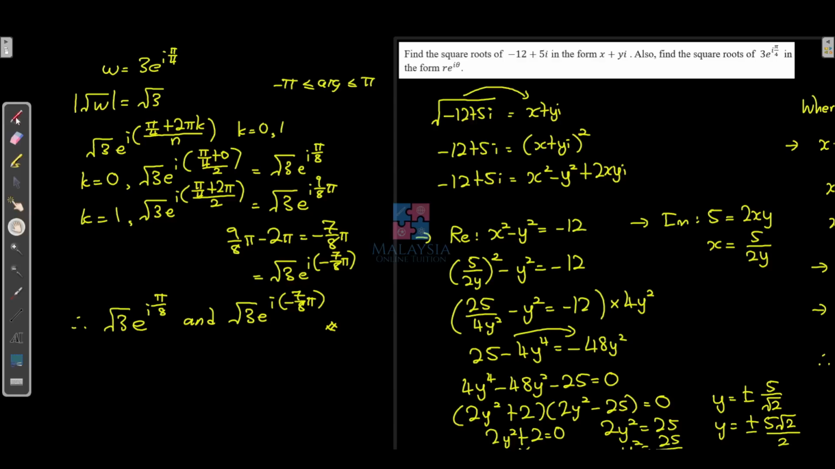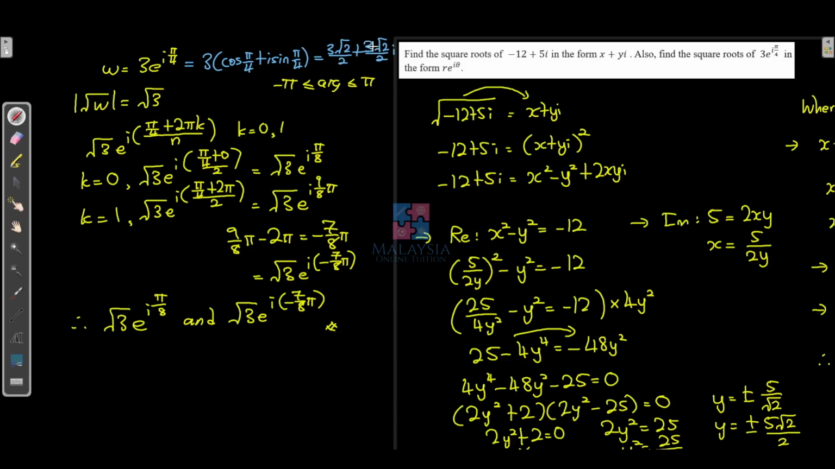So what you can do is something like this. This is going to take some time, okay? For the w here, I'm going to write this in the polar form, or we can say the modulus argument form. So this is 3 times (cos pi over 4 plus i sine pi over 4). Cos pi over 4 is square root 2 over 2, so this is 3 square root 2 over 2 plus 3 square root 2 over 2 i, okay?